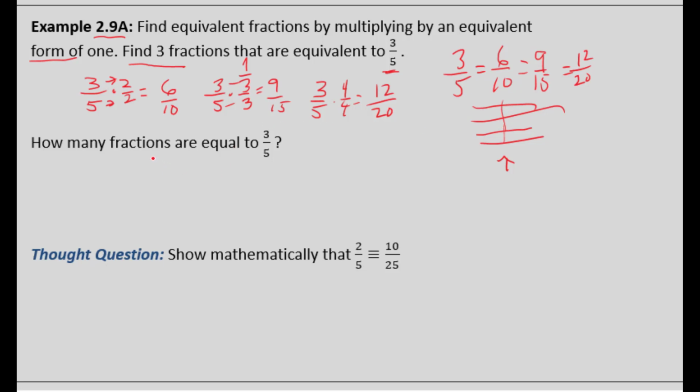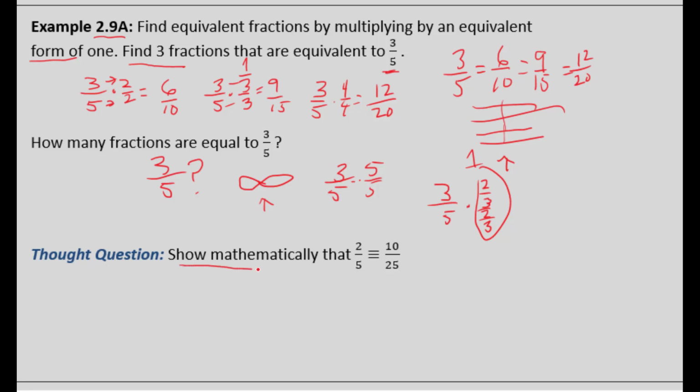How many fractions are equal to 3/5? What's your guess? Well, if you guess this, you'd be correct. There's an infinite amount. That's the sign for infinity. Because you can keep going. You can go 3/5 times 5/5, 6/6, 7/7. You could even do things like 3/5 times 2/3 over 2/3. Because any number divided by itself is 1.